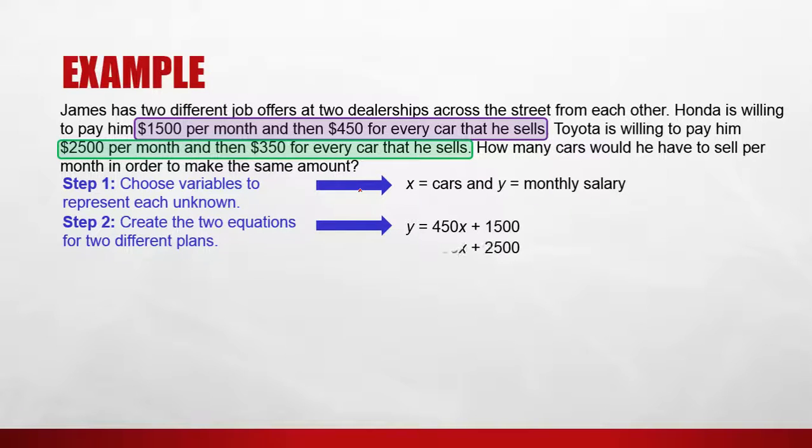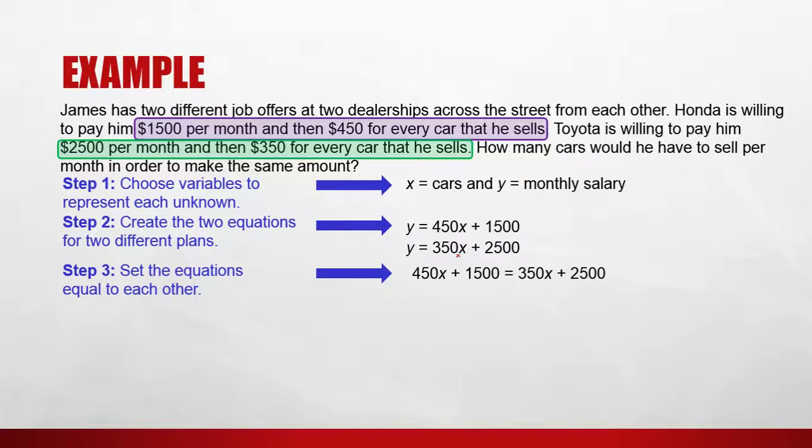Do the same thing for the second one, and you get 350x plus 2,500. So now we have two equations. We need to set them equal to each other. So we get 450x plus 1,500 equals 350x plus 2,500. Last step, solve for x.